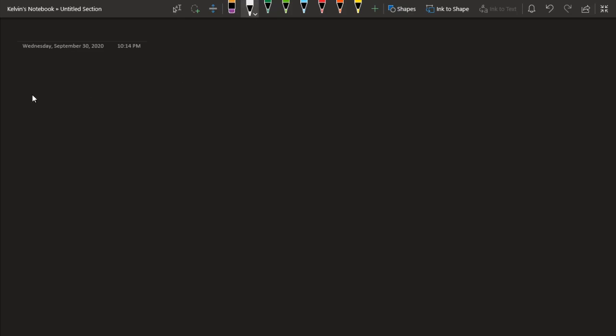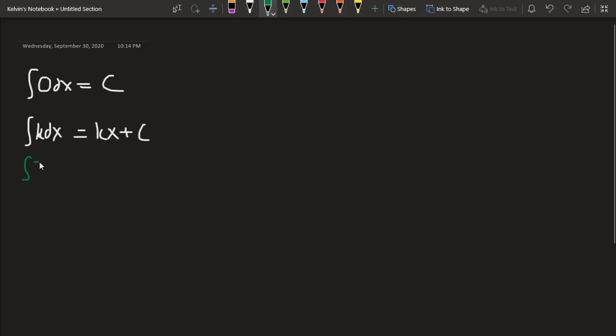So our first integration rule here is that the integral of 0 with respect to x is equal to c. This only applies to 0, by the way, not any other constant. For constants that are not 0, we'll call them k, with respect to x, this is equal to kx plus c. An example of this would be the integral of 7 with respect to x is equal to 7x plus c, like so.